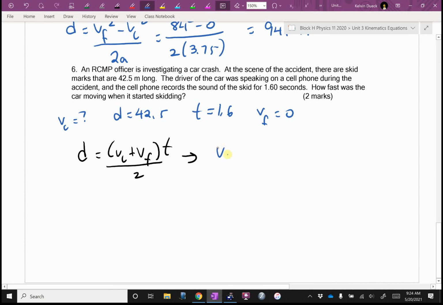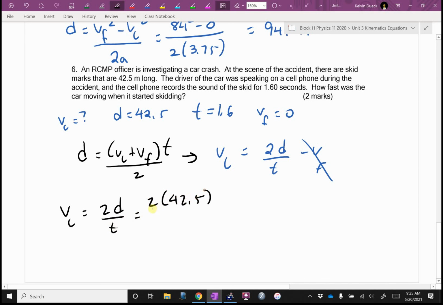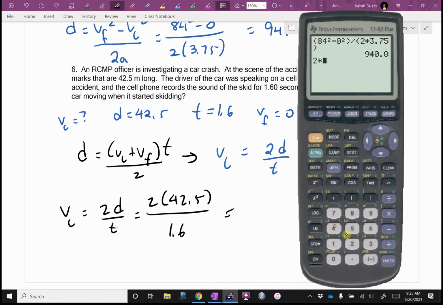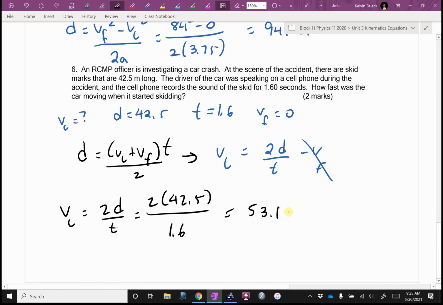I think I'm going to get VI equals 2 times, the D is going to drop down. I'll divide by T, and then I would minus the VF. Although since VF is 0, I guess I could just ignore that. It's going to be 2 times 42.5 divided by 1.6. You get 53.1? By the way, that's actually the minimum VI.